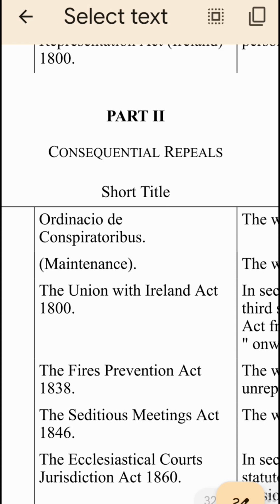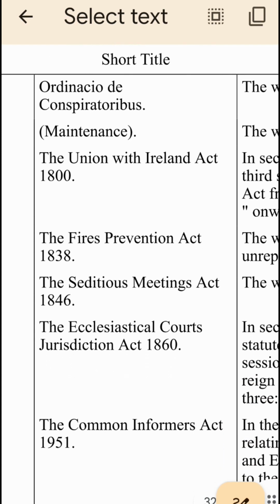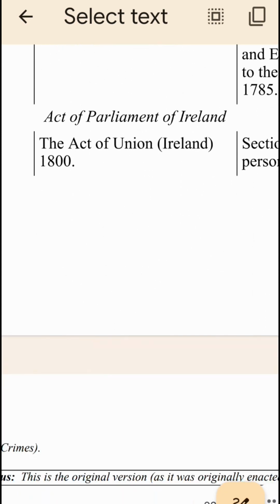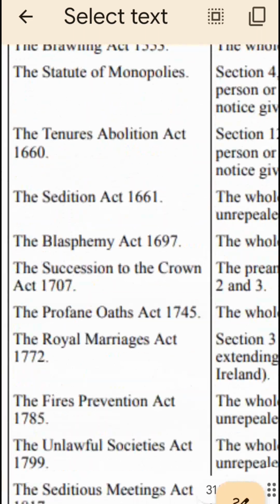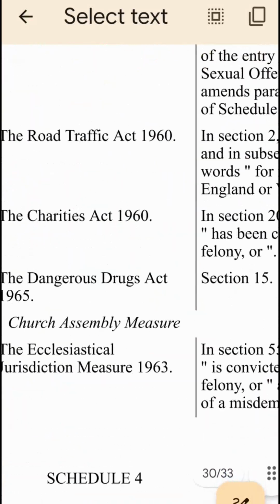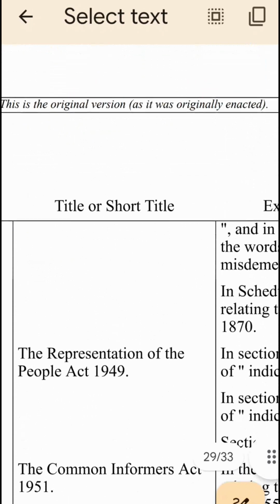Some of these have got to have some seditious meetings. Bloody hell, that is a corker of a list. There's got to be some of those that have got something in them. Well, it's got the Tumultuous Petitions Act listed in here, so it's acknowledging it.